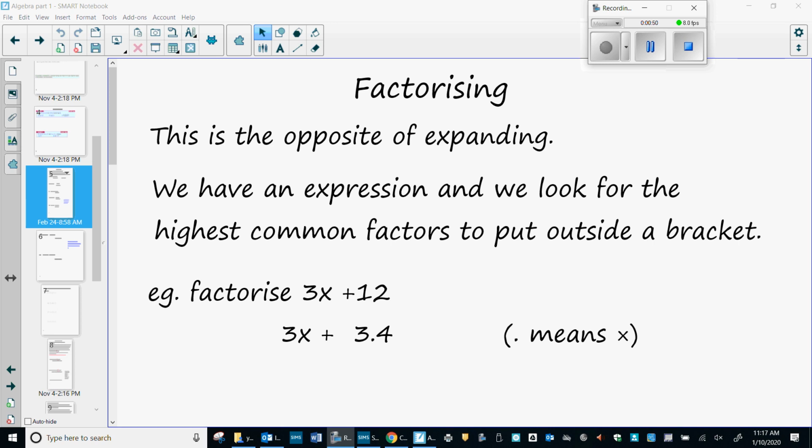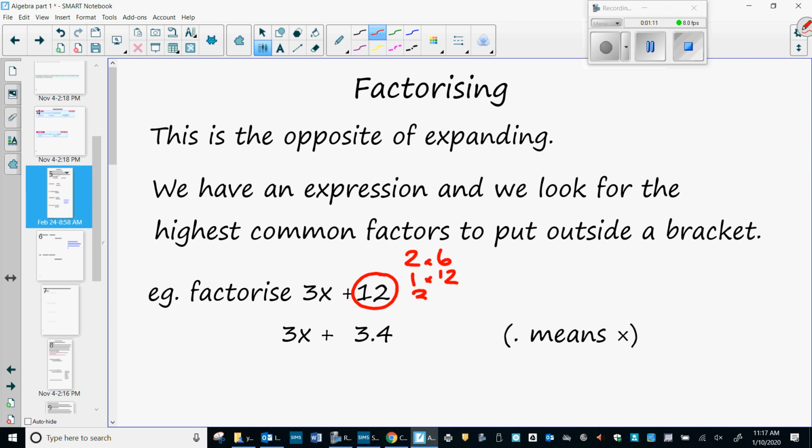So one way of doing it is to consider these terms as 3 lots of x, so 3x, that's fine. Now 12 could be considered as 2 times 6, 1 times 12, and 3 times 4. Do we all agree with that? Which one of those is the most useful if we're looking for something that's common? Emily? 3 times 4. Why? Because there's already a 3. Good, there's already a 3.